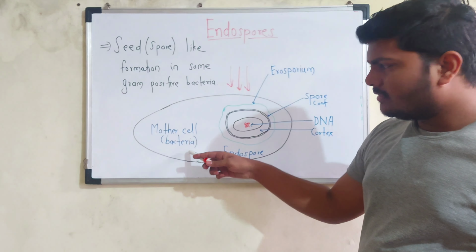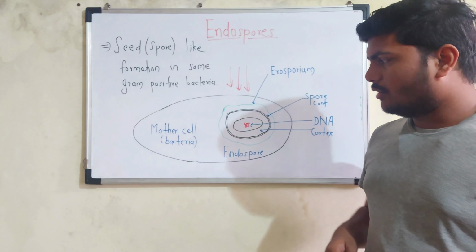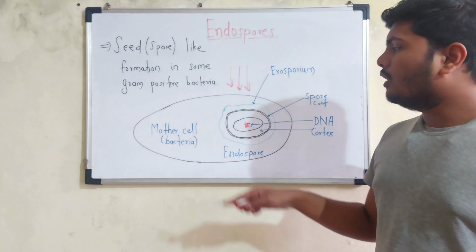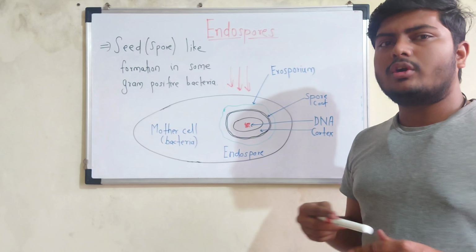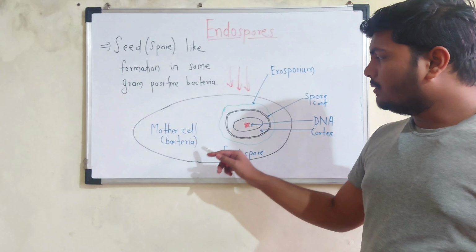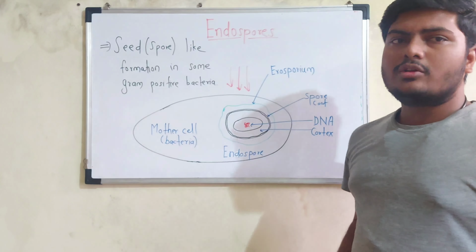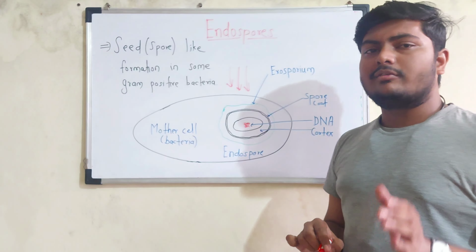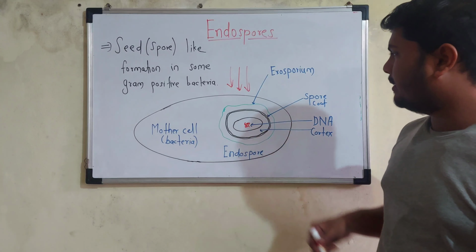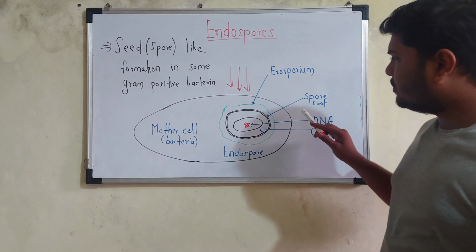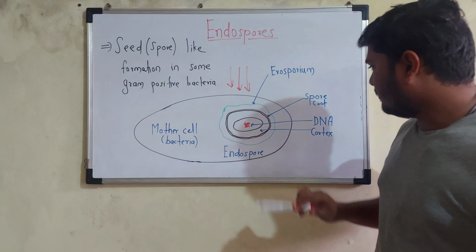So this is a mother cell bacteria, and we are providing extreme conditions which are not optimal for survival. In this condition, some gram-positive bacteria will produce a seed-like, spore-like formation inside the cell. That's why it is called an endospore. So this is the structure of the endospore, which consists of a spore coat, exosporium, and cortex, and this is the DNA.